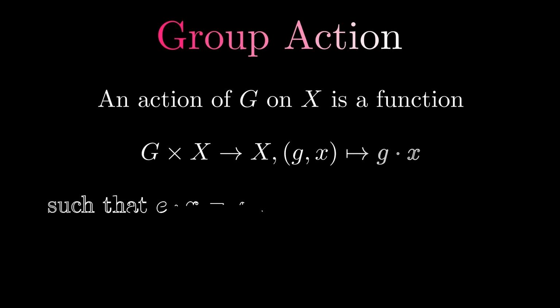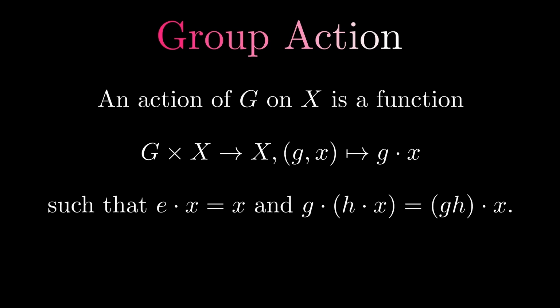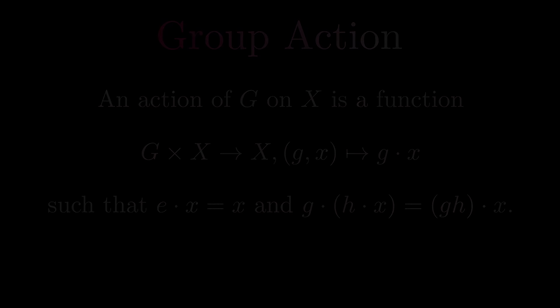Equivalently, we could define a group action to be a function taking an element from the group and an element from the set and giving another element from the set, such that the identity element leaves every element unchanged, and it doesn't matter whether we first let H act on X and then G act on the result, or we multiply G and H and let the product act on X.